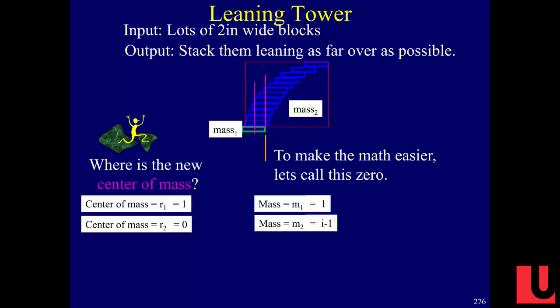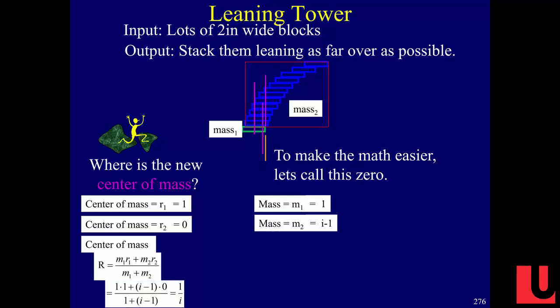And so then we calculate out the center of mass, and it turns out that the center of mass comes out to be exactly 1 over I. All right? So what we're saying is, here's our old center of mass, here's our new center of mass, and it's shifted by 1 over I distance. Everybody buy that?